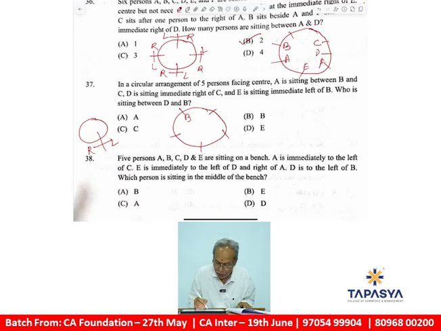So if I take B here, A here, B and C, and D is sitting immediate right of C. Right? Next, E is sitting immediate left of B. So we got B, E, D, C, A. All 5 persons we got it. Who is sitting between D and B? Between D and B only one person sits, that is nothing but E. So the answer is D.